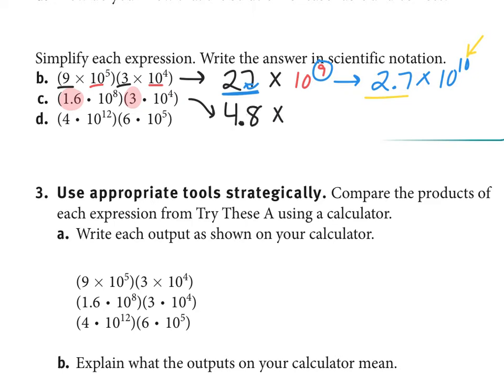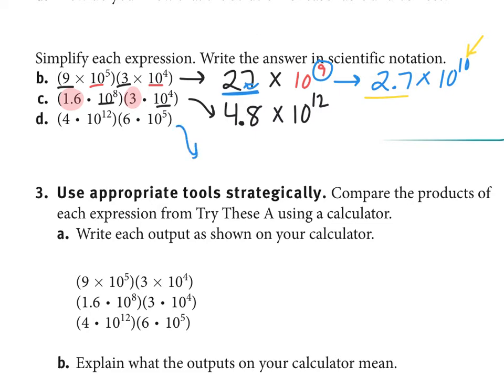Okay, and then times, again, it's 10 to the 8th and 10 to the 4th, so we're just going to add those exponents and make that times 10 to the 12th. Okay, that one's good to go. 4.8 is in between 1 and 10, so we don't have to do any adjustments at all.